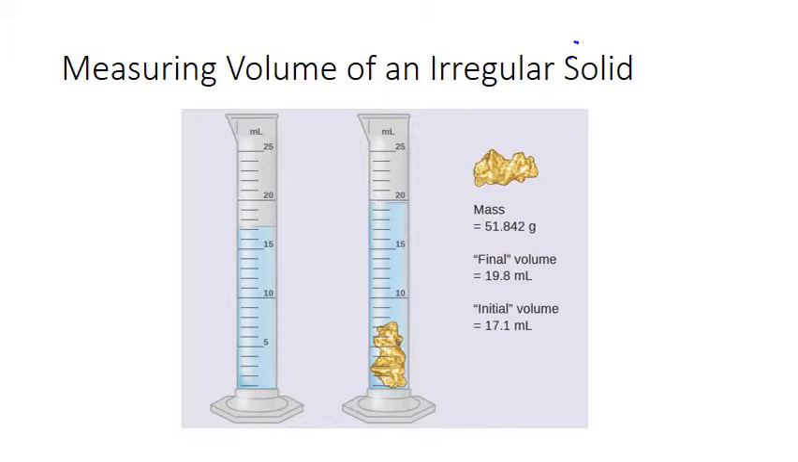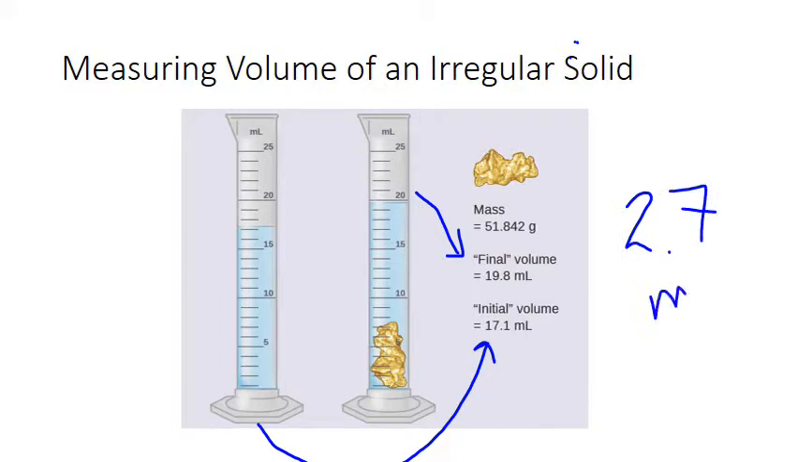In this example, the initial volume of the water before we've added the gold is 17.1 milliliters. After the gold is dropped in, the water level rises to 19.8 milliliters. The volume of the added gold is simply the difference between this final volume and the initial volume. In other words, 19.8 milliliters minus 17.1 milliliters. This gives us 2.7 milliliters for the volume of the gold.